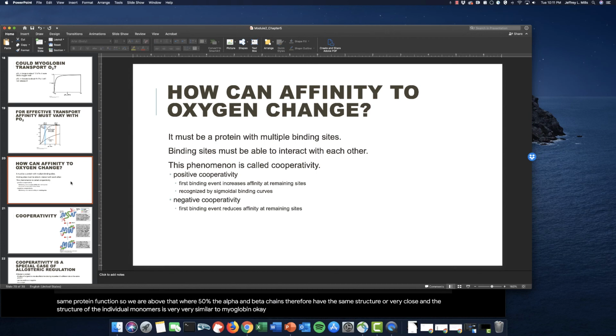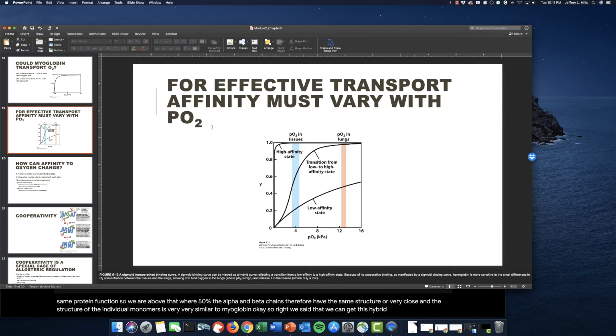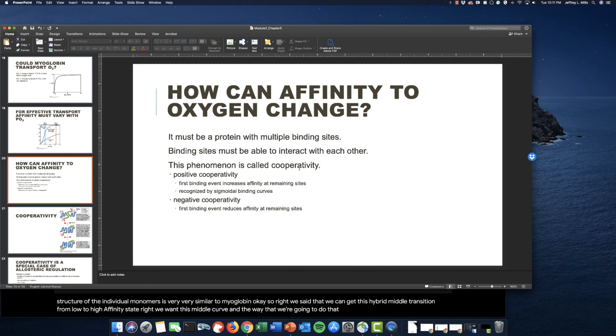Okay, so, right, we said that we can get this hybrid middle transition from low to high affinity state. We want this middle curve. And the way that we're going to do that is creating a protein with multiple binding sites. And these binding sites have to be able to talk to each other. And I don't mean that binding site 1 is going to be like, hey, Bob, how you doing? How's the day? How are the kids?